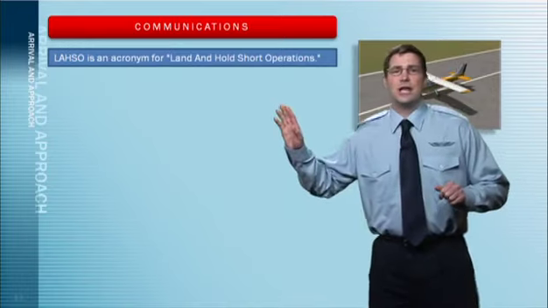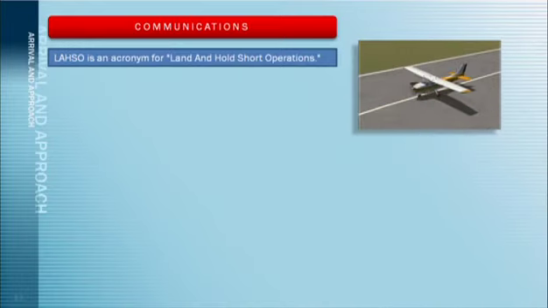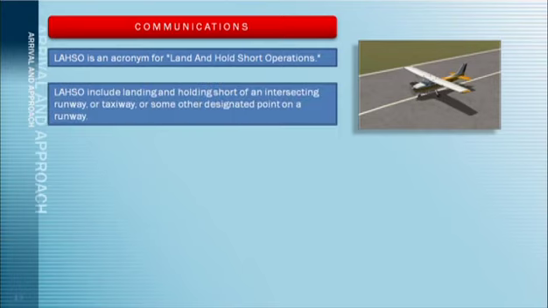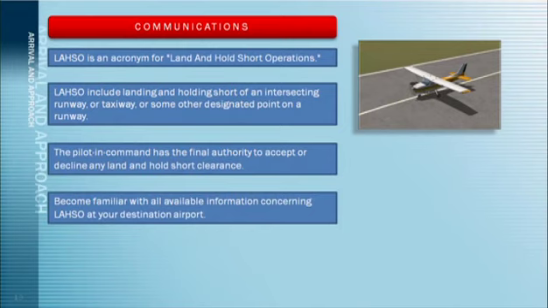Now it's listed here in communications since you must know exactly what a controller means if LASSO is mentioned in a clearance. LASSO includes landing and holding short of an intersecting runway, taxiway, or some other designated point on the runway. The pilot in command has the final authority to accept or decline any land and hold short clearance. As a pilot, you need to become familiar with all available information concerning LASSO at your destination airport.